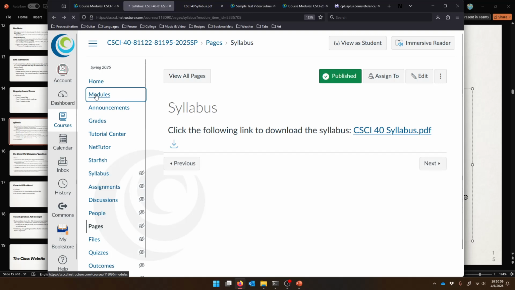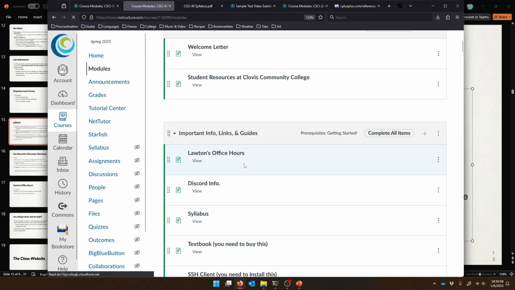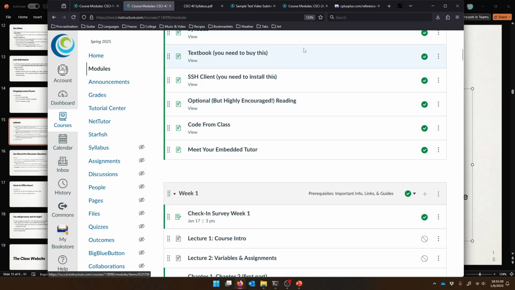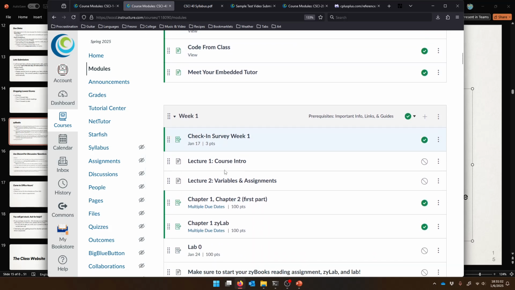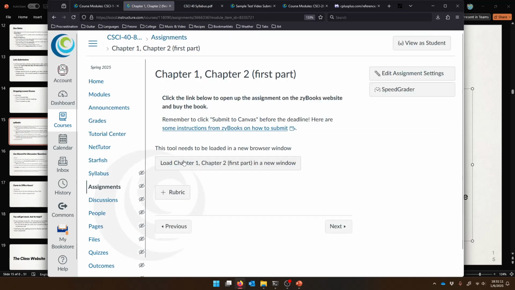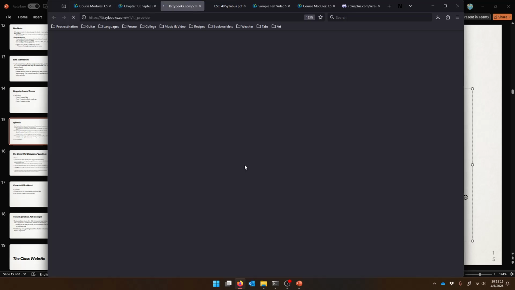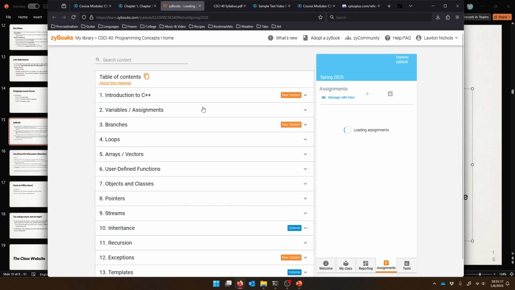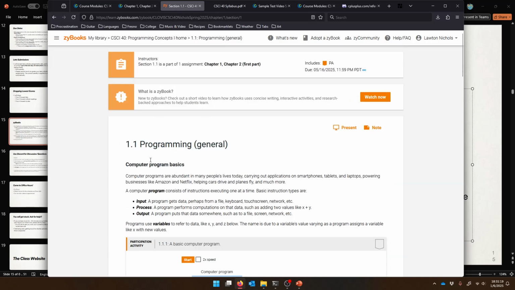All right, so here, let's go back to our Canvas. Go to our modules. Scroll on down here is textbook. That's what I just said. But our first assignment for Zybooks from the textbook is this chapter 1, chapter 2. So I'll click on that. And it's this button right here, load it in a new window. So if you haven't bought the book yet, this link will take you to a place to buy the book or to enter in your code. But once you've bought it, it will take you to the actual chapter.